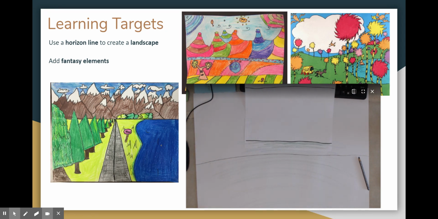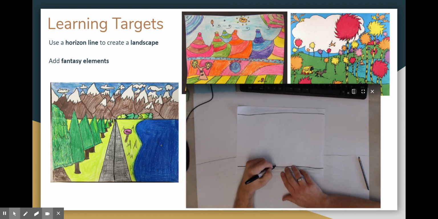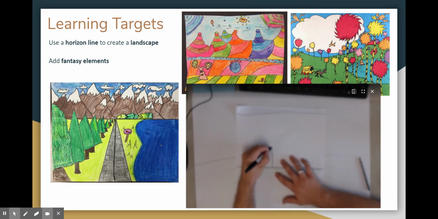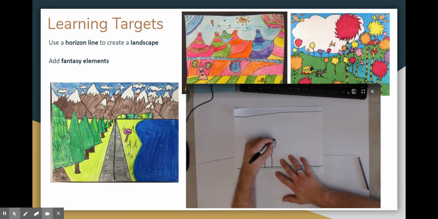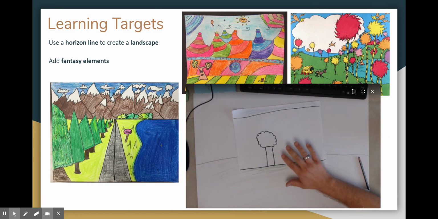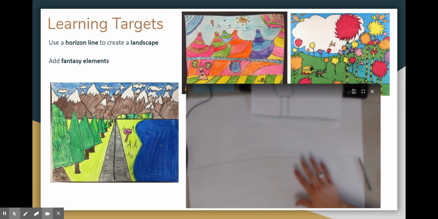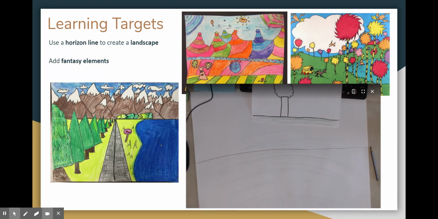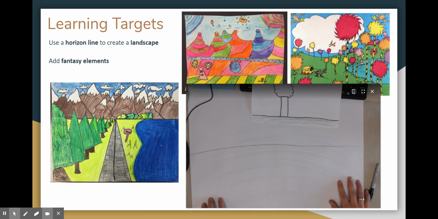So if I was a kindergartner and I was going to draw a tree, it would be a rectangle with a little cotton ball on top like this, right? And it's sitting right on top of the horizon line like that, okay? Now, if I was a 4th grader and I was going to draw a tree, you have this entire space to work with.